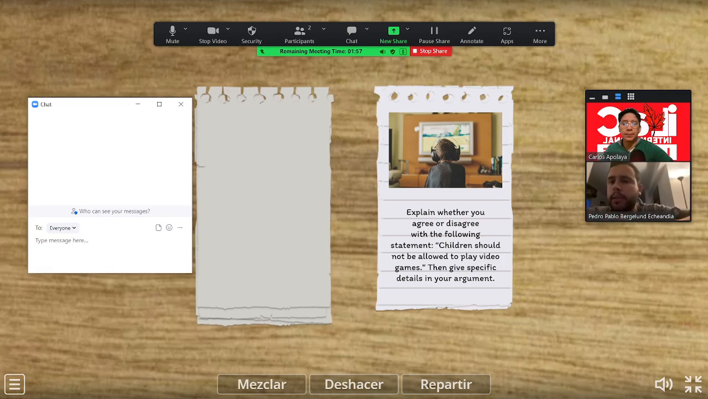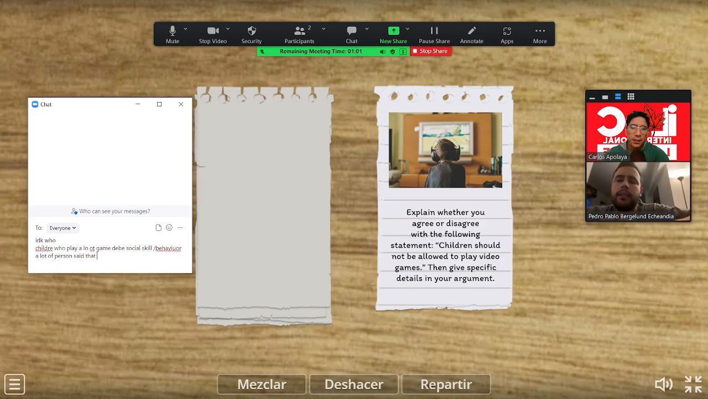To my mind, I disagree with this statement because it has been proven that children that play a lot of video games can develop their social behaviors, and despite the fact that a lot of persons said that the video games can be, I don't know how to say, perjudiciales, disadvantage.